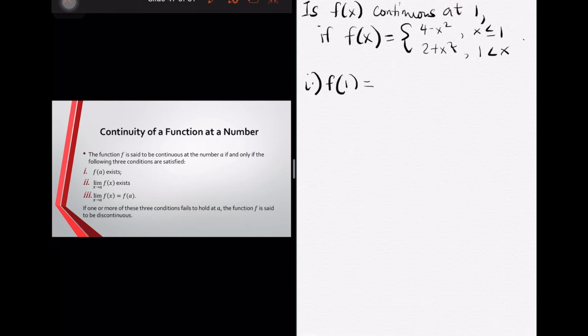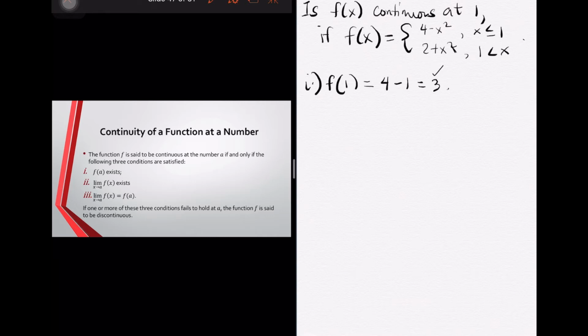Let's check. Do we have here a domain which is being considered if x is equal to 1? Definitely we have that, and that would be for this function right here, right? It says that we are to use this function if x is less than or equal to 1 there. So f of 1 would be based now from the function 4 minus x squared. So in that case, this would now be equal to 4 minus our x here is 1, so that would be 1 squared, which is still 1, and our answer here is 3. So does f of a or f of 1 exist? Definitely, and that would be equal to 3.